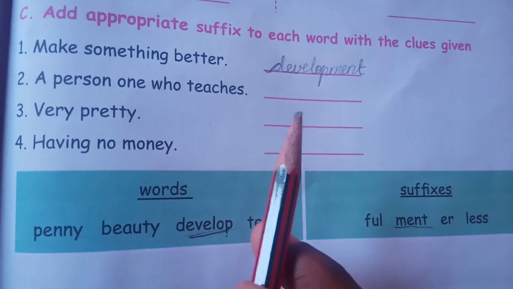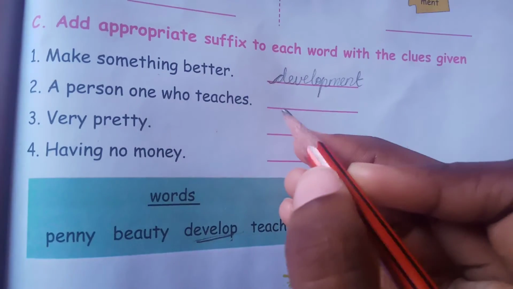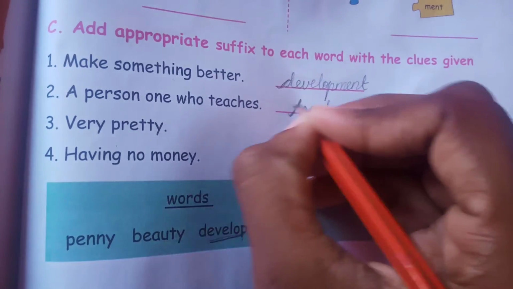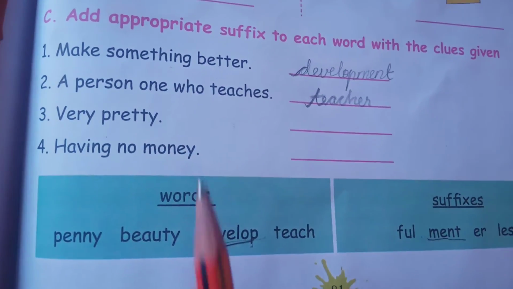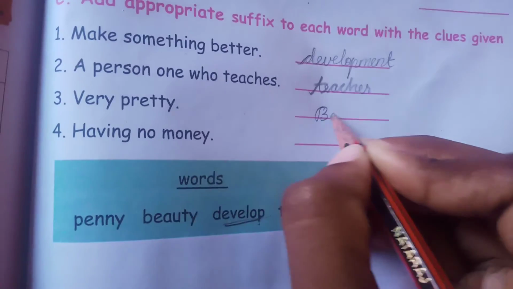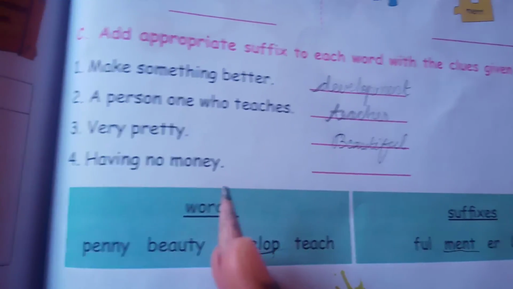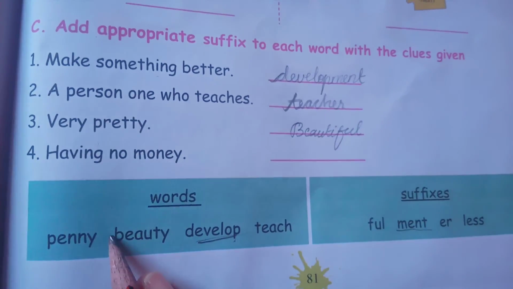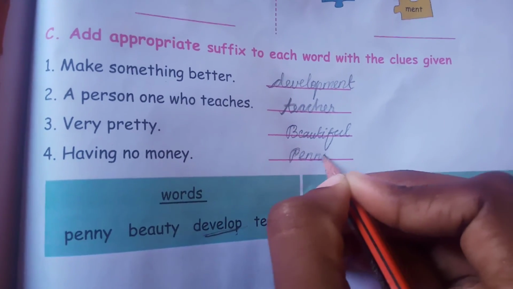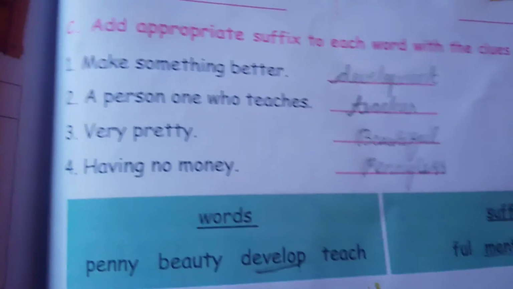A person who teaches. Teacher, you know the word, right? Who teaches the lesson? Teacher teaches the lesson. So teacher. Very pretty. Very pretty means beautiful. Having no money means penniless. Money means penny, so having no money means penniless. Got it? Development, teacher, beautiful, penniless.